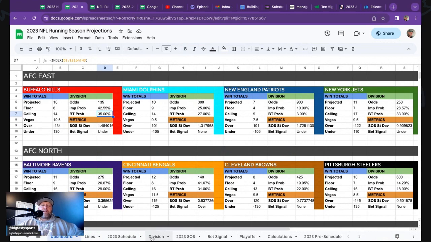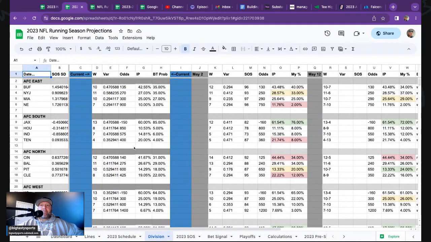So, and that, let me show you too. So this is the division tab. And again, this is what populates the dashboard, but I did want to just show you what's on here because you would be able to flip over to this if you wanted to. So you can see here the AFC East, there's Buffalo, the wins. So this is what I'm projecting for their wins, which is 10. The variance. So again, that's that number of how confident am I, which at 0.47, not a real high confidence at this point. The odds, the implied probability, and then my probability.